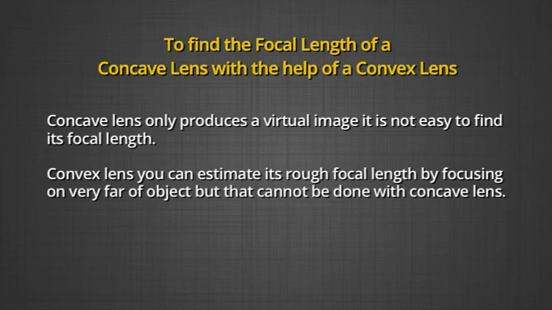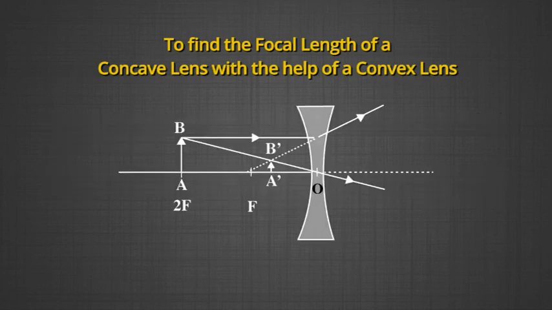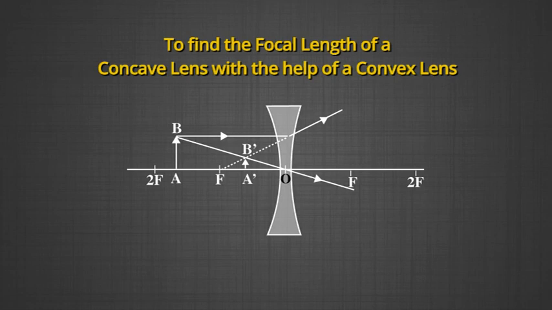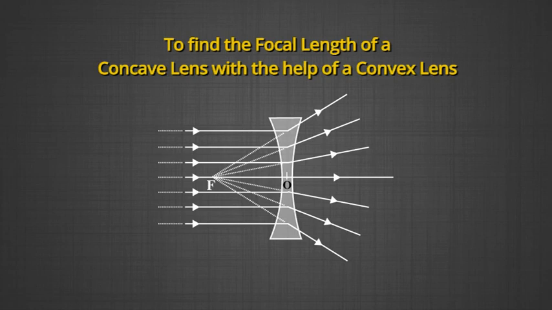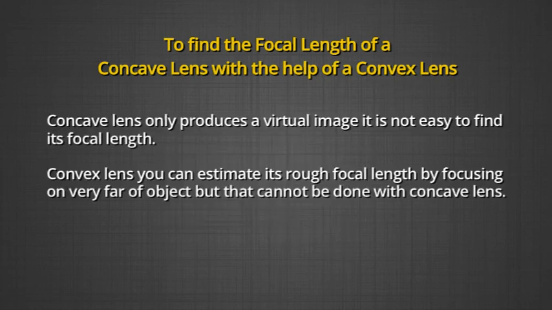One of the most challenging experiments in the lab is to find the focal length of a concave lens. Because a concave lens only produces a virtual image, it is not very easy to find its focal length. Like you do for a convex lens, you can at least estimate its rough focal length by focusing on any very far off object. But that cannot be done with a concave lens. So, let us see how we can find the focal length of a concave lens.